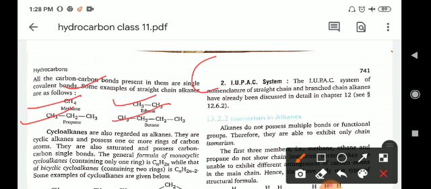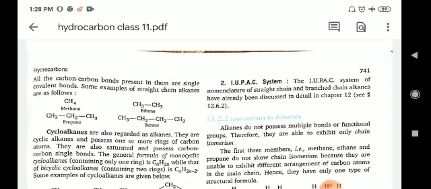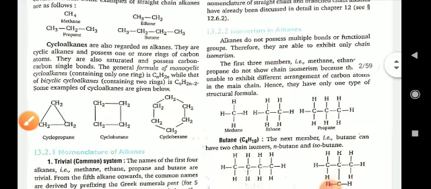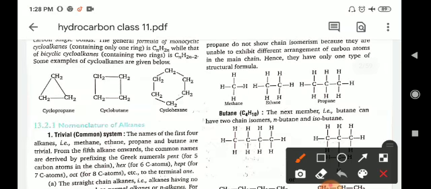The general formula for monocyclic cycloalkanes, containing only one ring, is CnH2n, while for bicyclic cycloalkanes, containing two rings, the general formula is CnH2n-2. Some examples are cyclopropane, a cyclic ring containing 3 carbons, cyclobutane, a cyclic ring containing 4 carbons, and the 6 carbon cyclic ring, cyclohexane.